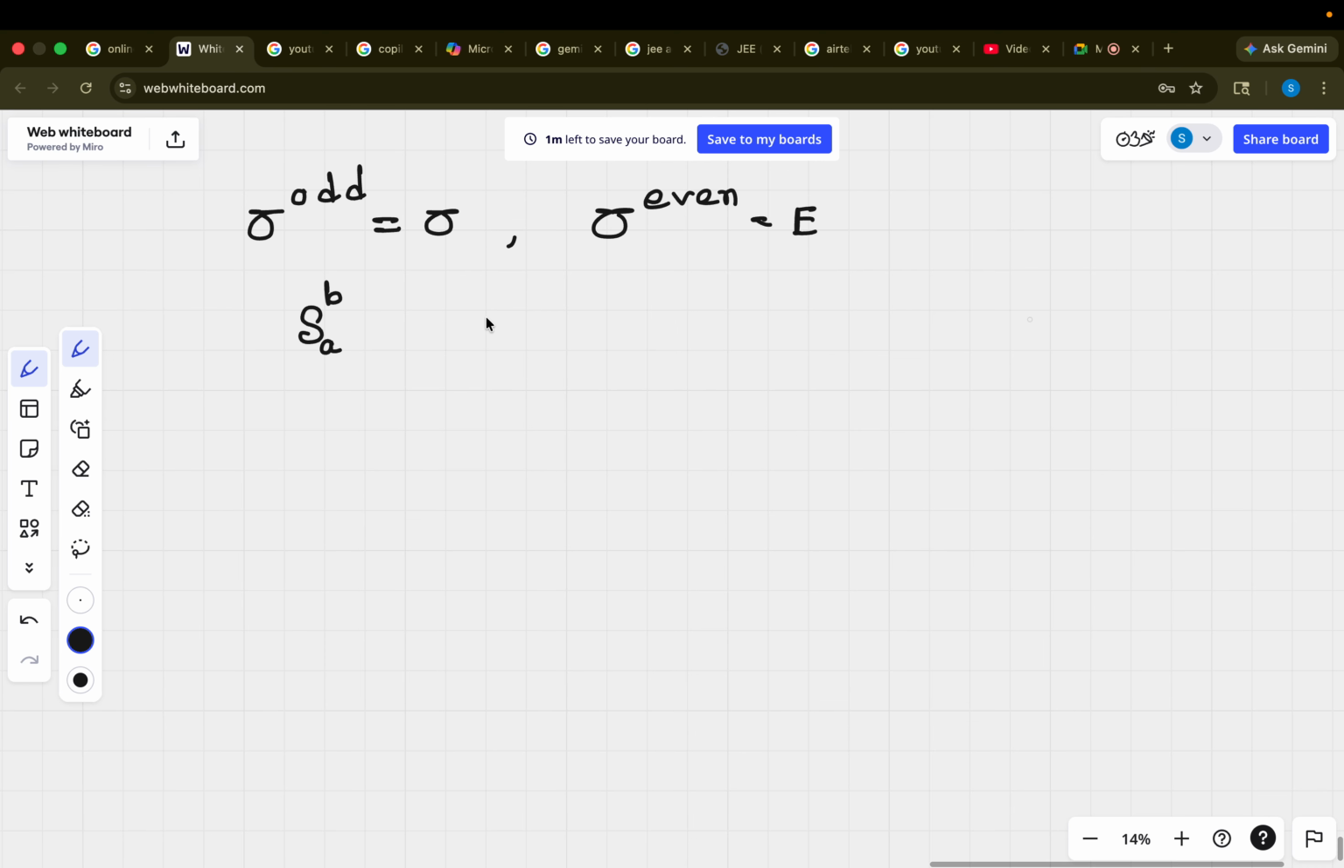Now suppose I have this S, here you have A and here you have B, so that means S_A^B. And the condition is that B should be less than A. If B is not less than A, then B will be equal to B minus A. So initially you will have S_A^B, and B should be less than A. If not, then B will be equal to B minus A.